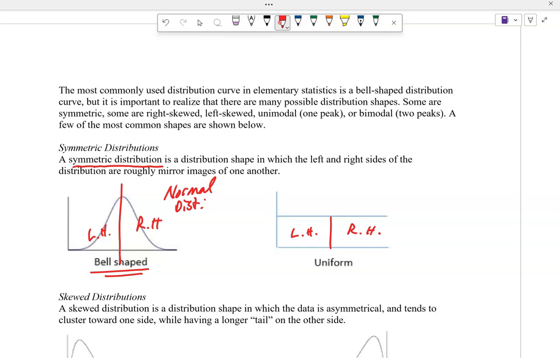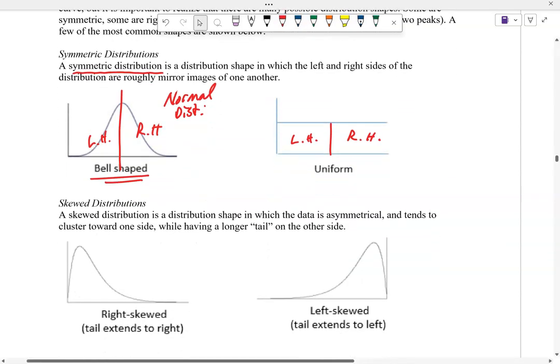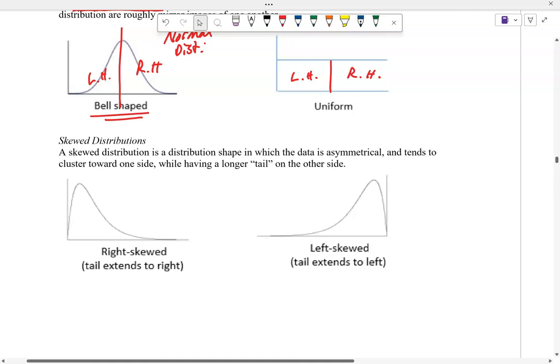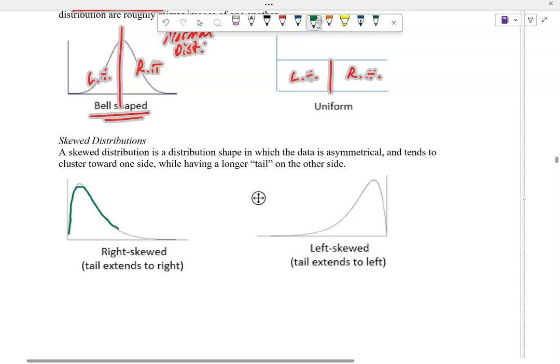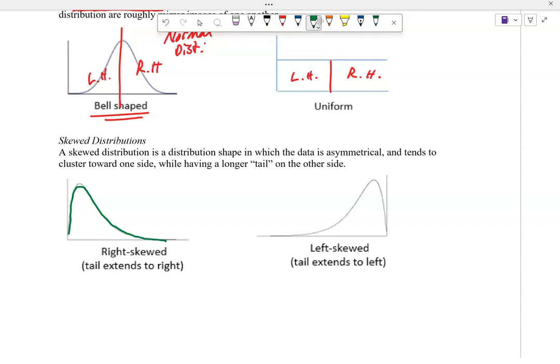You can also have skewed data, and the way they name this is how it tails off. If it peters off to the right, see how it peters off that way? It's right skewed. If the left-hand side is petering out, it's left skewed.